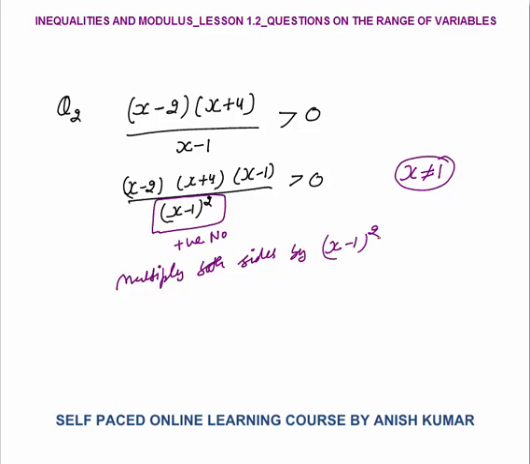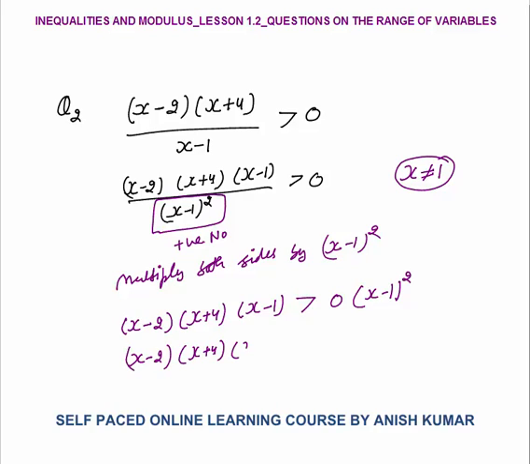If you multiply the inequality with a positive number, I told you in the basics, there will be no change in the sign of inequality. So what will happen on the left hand side? It will be x minus 2 into x plus 4 into x minus 1. This must be greater than 0 into x minus 1 whole square. Can I say this equals to x minus 2 into x plus 4 into x minus 1, this must be greater than 0, because 0 into something is always 0. And this is the question you have to solve.